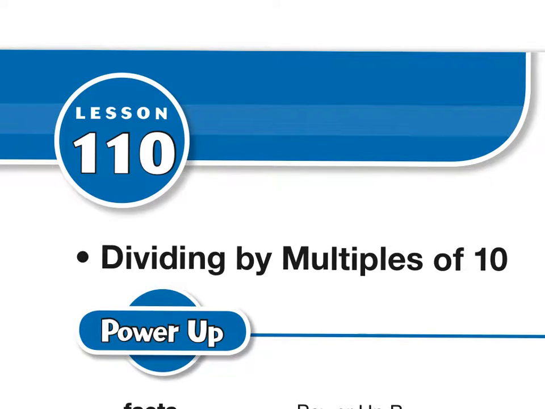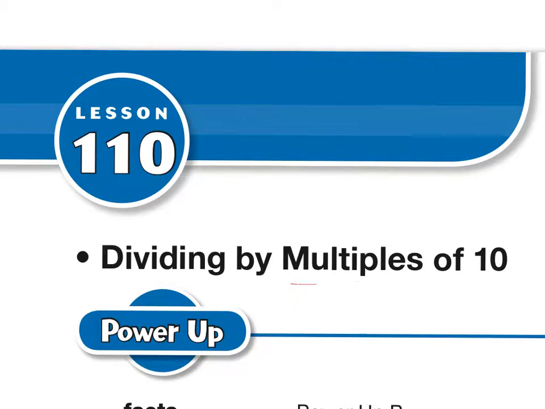Lesson 110 is called Dividing by Multiples of 10. I hope you are excited. This is one of the last few long division lessons that you get in this book, and it is simultaneously one of the trickier ones. The nice thing is, your long division steps remain the same.